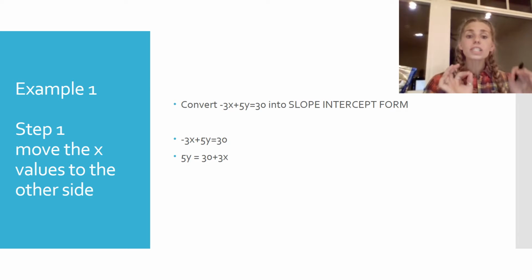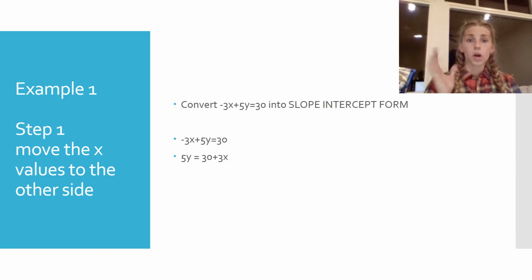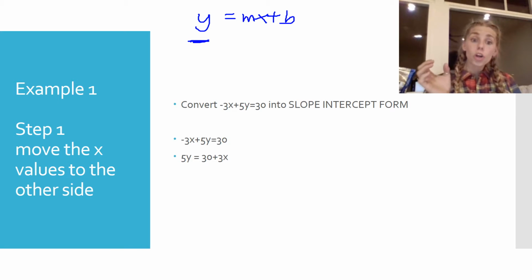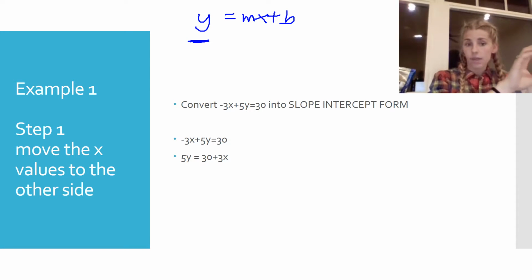So the first step in turning something into slope-intercept form, remember our goal is to isolate the y variable. We want the y to end up alone. So our first step is going to be to move the x value to the other side. I just want to get that x value away. So I've typed it up here for you if it's going to be easier for you to look at it in the typed version. But then on the other side of the screen, I'm going to show you how to do this by hand.